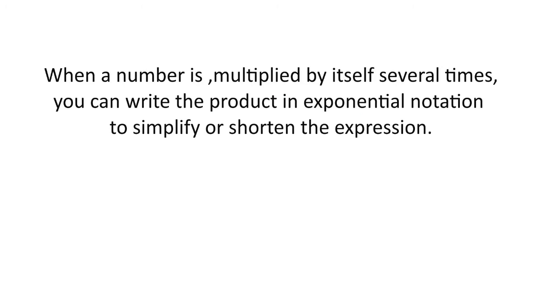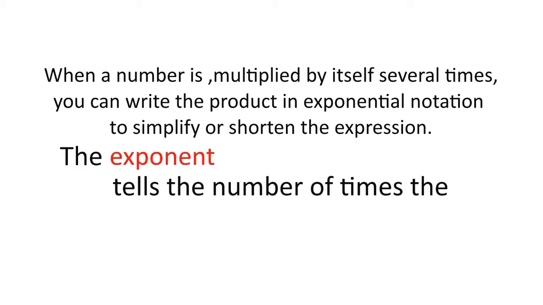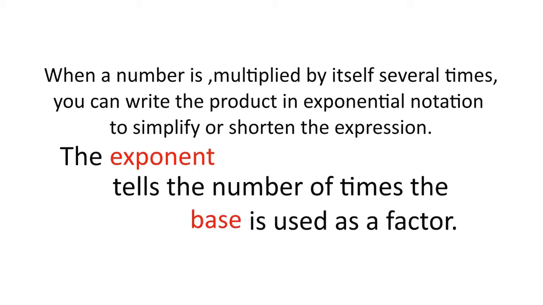When a number is multiplied by itself several times, you can write the product in exponential notation to simplify or shorten the expression. The exponent tells the number of times the base is used as a factor.